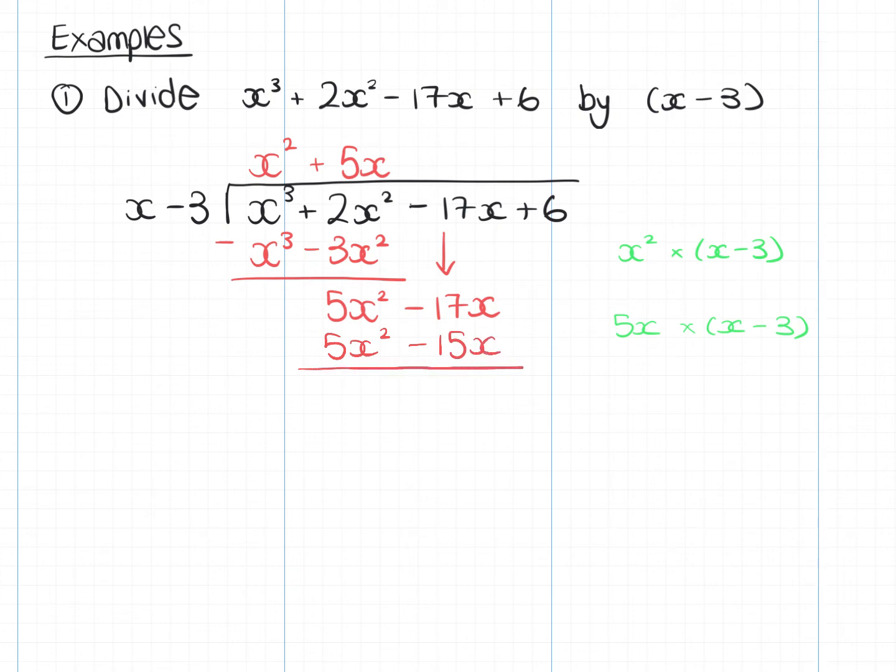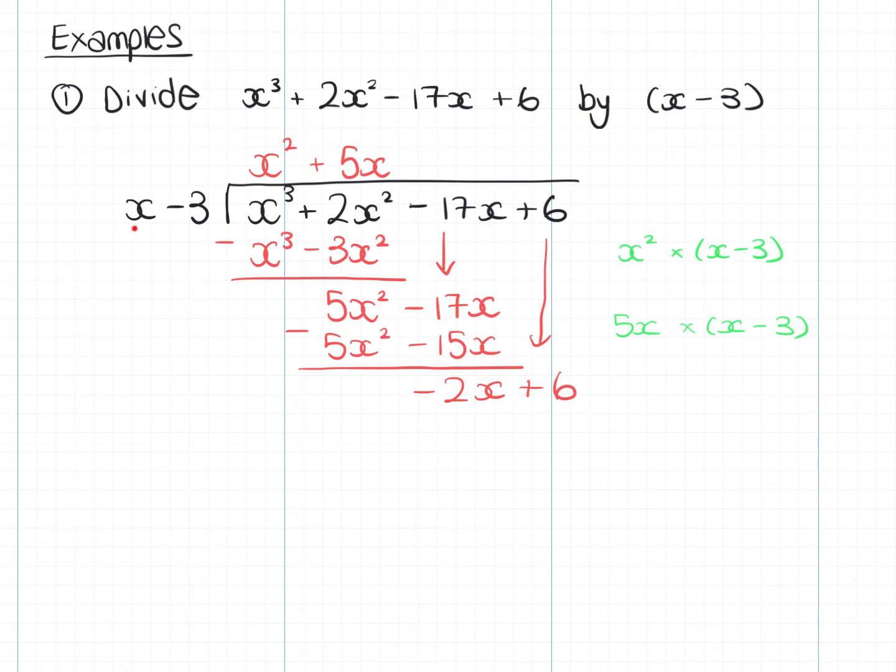And if I subtract to get my remainder, 5x squared minus 5x squared is nothing. Minus 17 plus 15 is minus 2. And I'm going to bring down the plus 6 on the bottom. And then I just do the same process again.